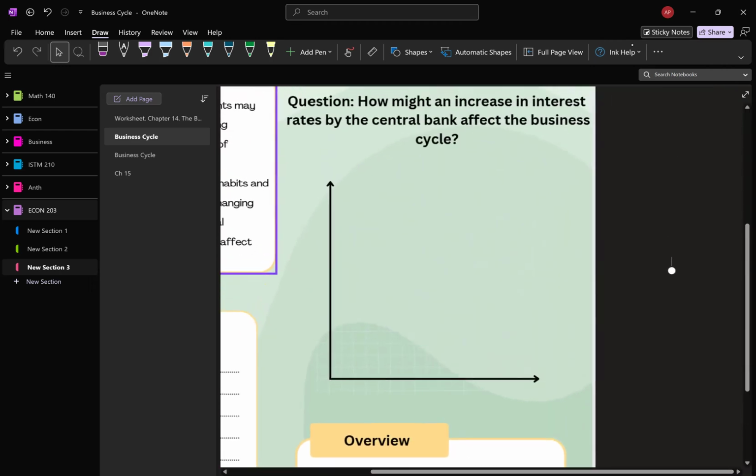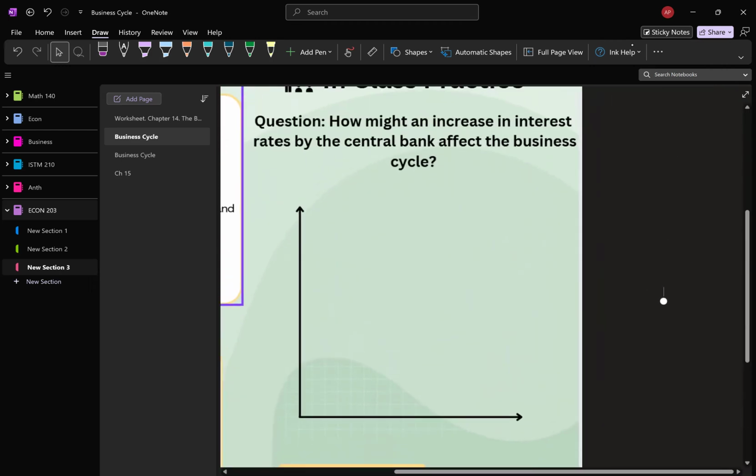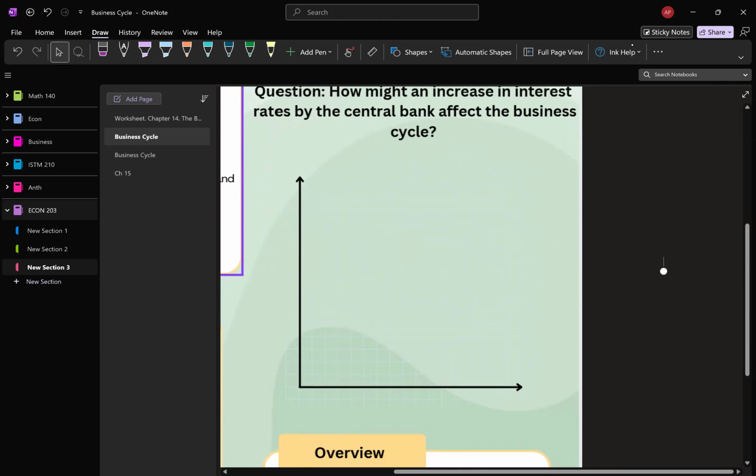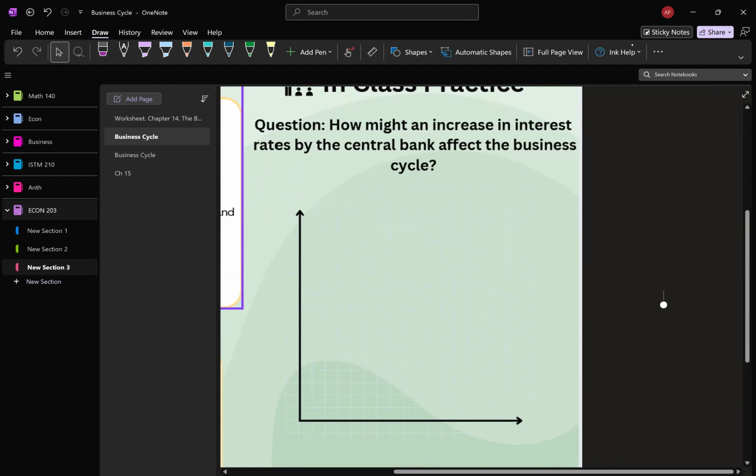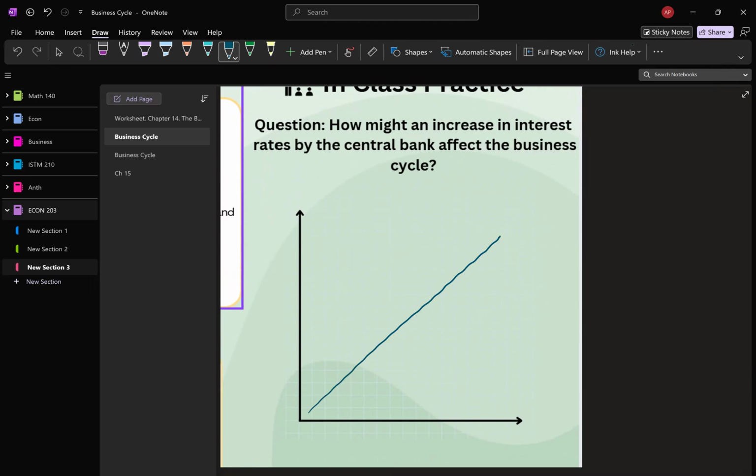So, let's go over the graph, our class practice. How might an increase in interest rates by the central bank affect the cycle? So, let's first fill in the graph. It would be supply and demand and equilibrium at LRAS. And then price and output.